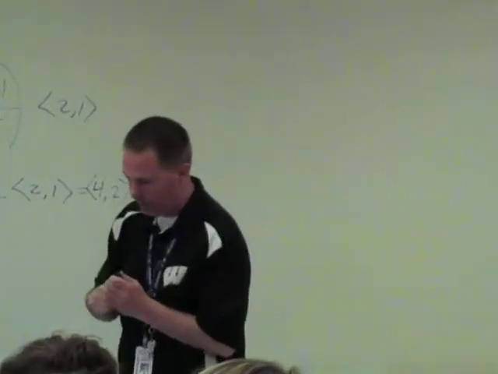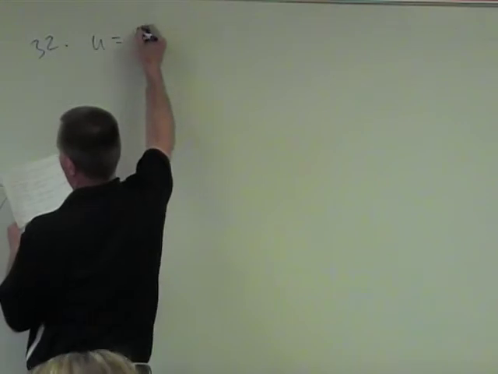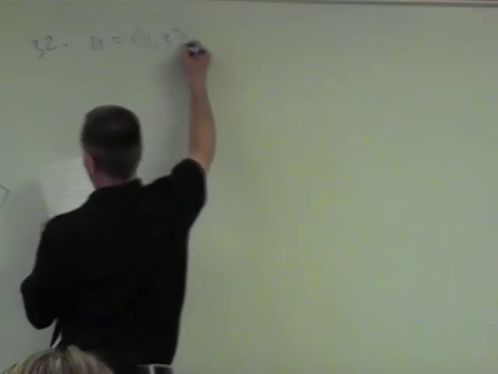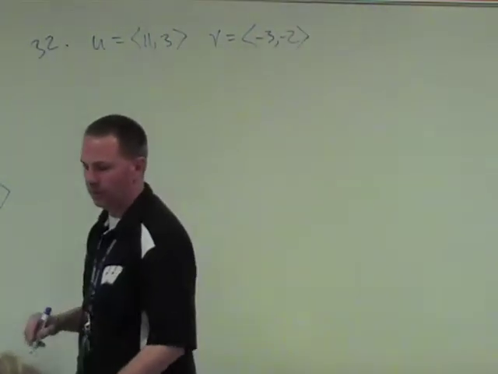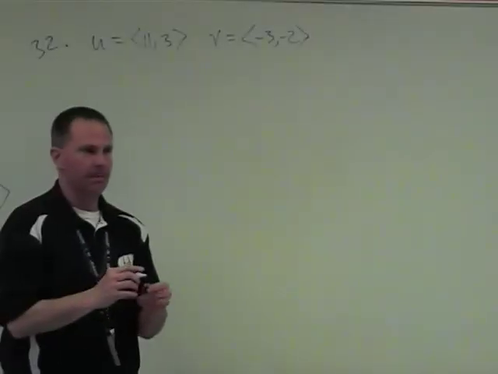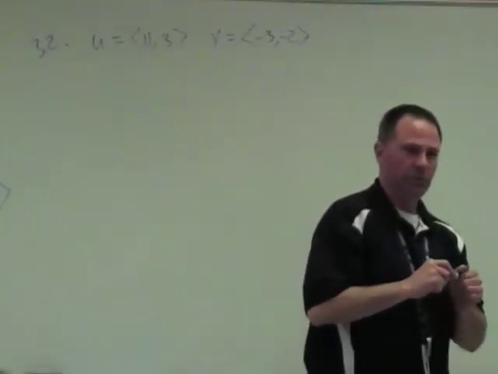Let's do number 32. You all do this one. So u is equal to (11, 3). Vector v is (-3, -2). Do exactly the same thing we did here. Okay? Go. First thing is always the dot product.